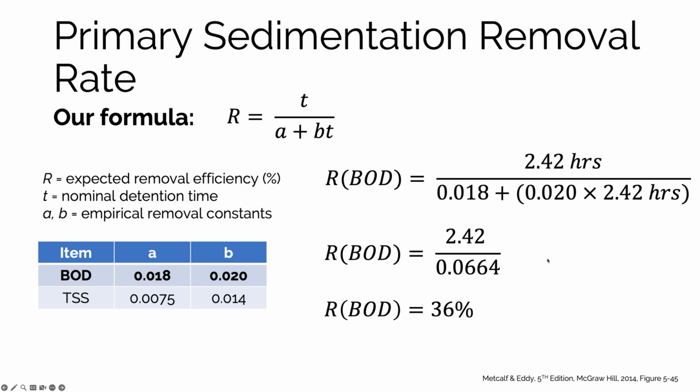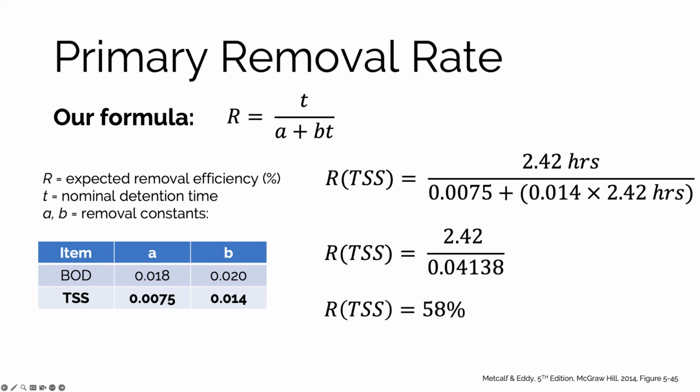This equation happens to work for both BOD and TSS. You just have to use different coefficients. But if I was going to answer the secondary question, what's my TSS removal rate, I could do the same formula with different coefficients and come up with an answer of 58%, which is a good point to understand that sometimes a single process is doing multiple things, but it's not necessarily doing them at the same rate.